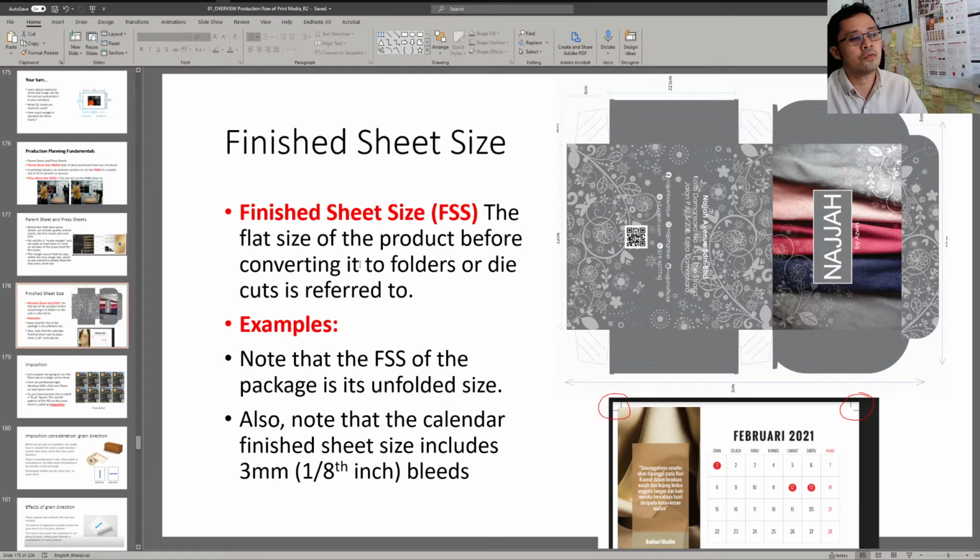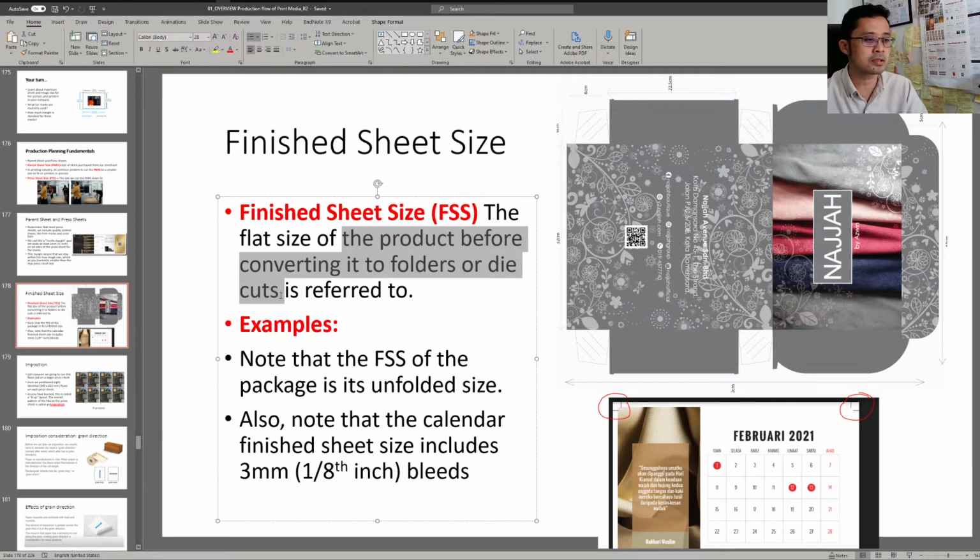Okay. Now, finish sheet size. Finish sheet size, the flat size of the product before converting it to folders or die cuts, is referred to. Jadi maknanya finish sheet size flat, size daripada one point to another point, flat. Dia belum jadi kotak lagi. Dia belum jadi sebuah kotak yang siap dalam contoh yang ini.